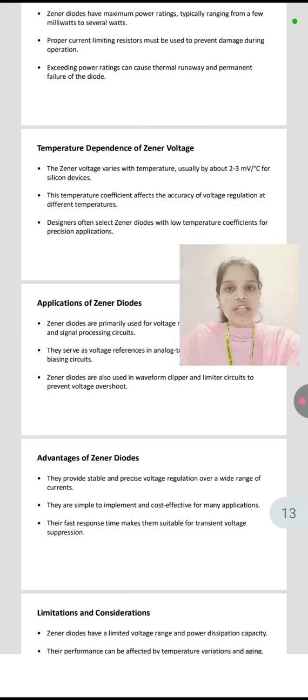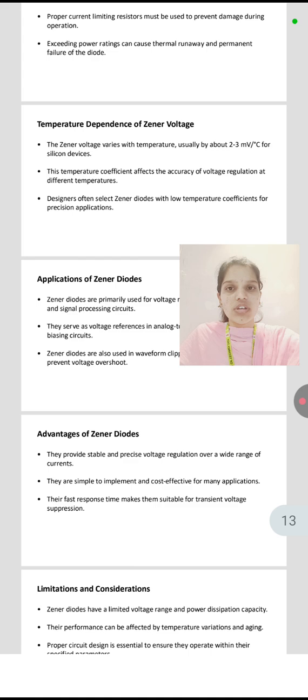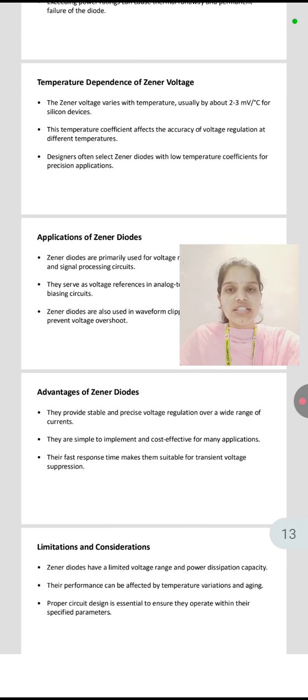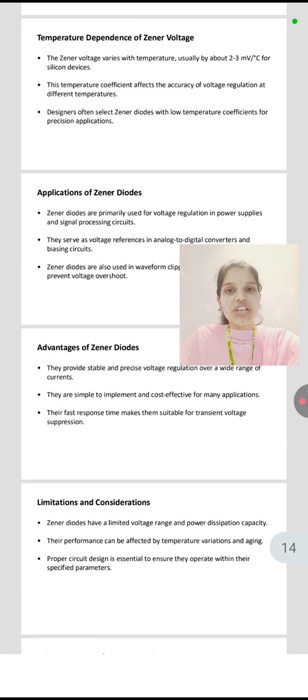And we will discuss temperature dependence of Zener voltage. The Zener voltage varies with temperature, usually by about 2 to 3 millivolts per degree for silicon devices. This temperature coefficient affects the accuracy of voltage regulation at different temperatures. Designers often select Zener diodes with a low temperature coefficient for precise applications.